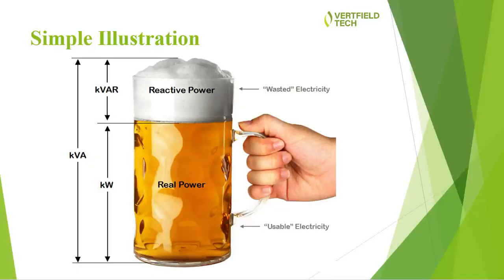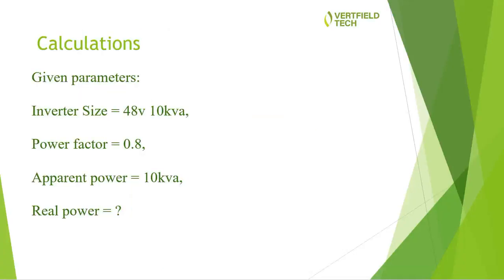Where you have kVA written is your apparent power, which is a combination of both your real power and the reactive power. Your real power is in kilowatts, while your reactive power is in kilovars. I hope this gives you a better understanding of what we have been speaking about previously. Let's proceed.